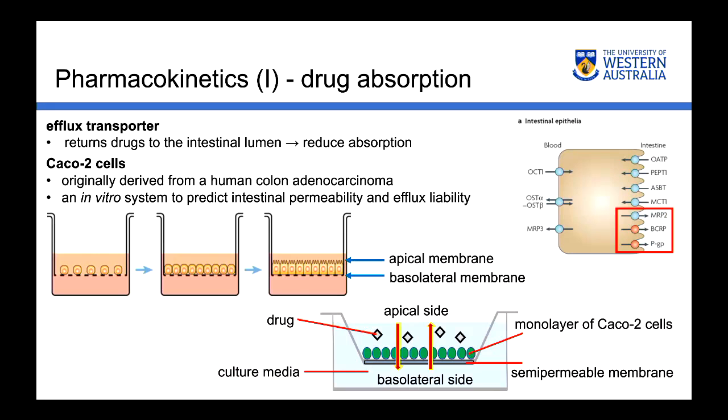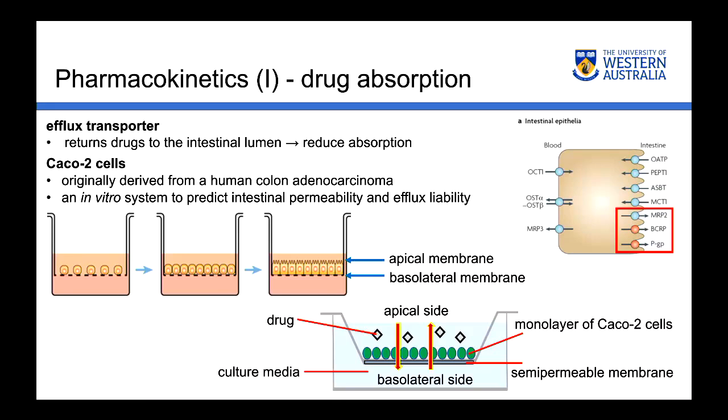So remember I talked about the importance of transporters. Now for a drug that is administered orally, it will need to cross the epithelial cells from the intestinal lumen into the systemic circulation. Now the problem is that the gut wall expresses transporters that, for some drugs, are able to return the drug to the intestinal lumen. So in terms of drug absorption, that is not desirable.